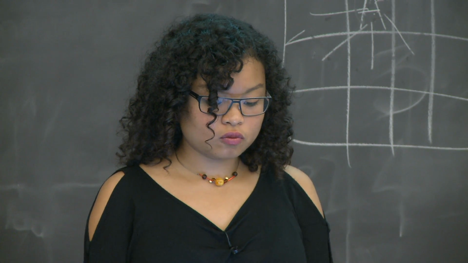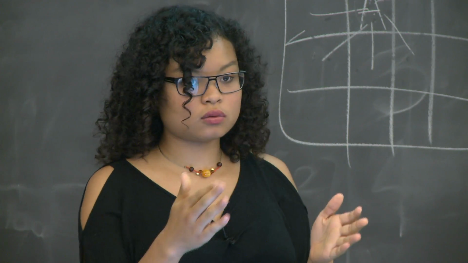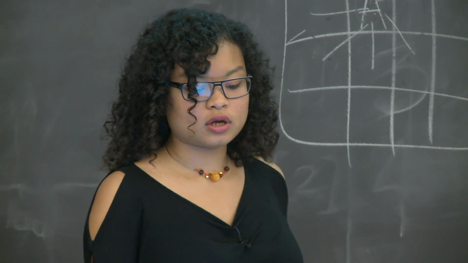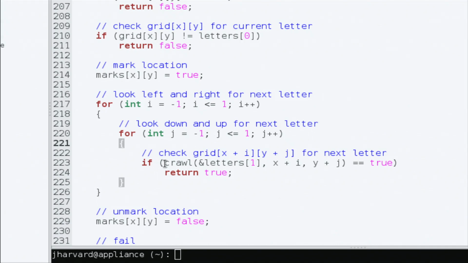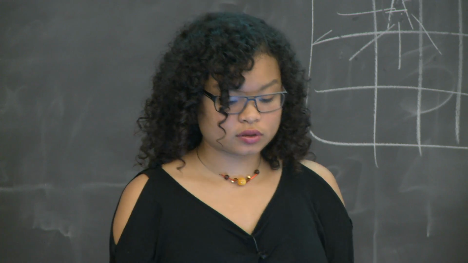Now, to actually check whether the remaining letters are valid or not, we essentially want to do the same process for the rest of the word, barring the one that we've already done. So here is a recursive function. It calls itself, and we'll get into that a bit later, but essentially it conducts the same process for all subsequent strings.